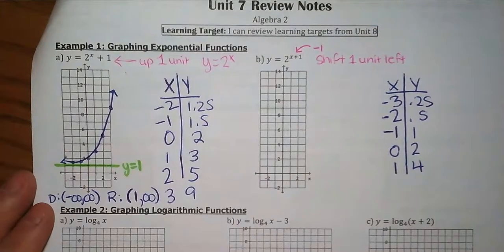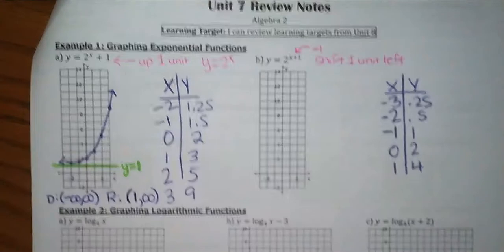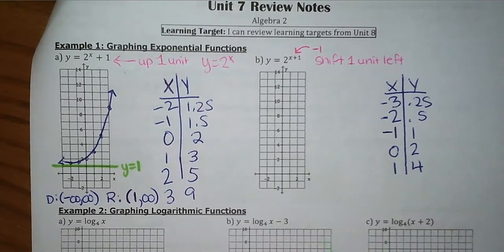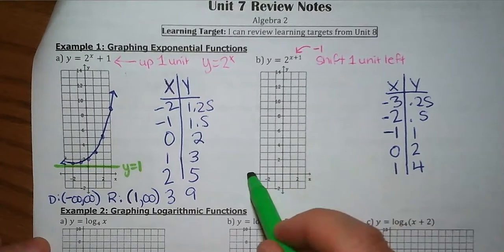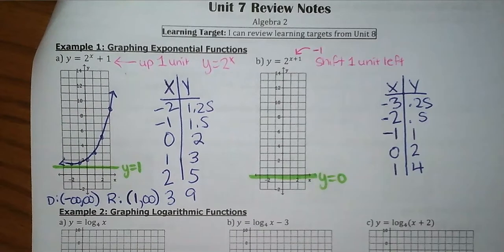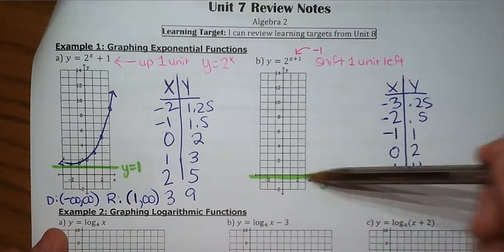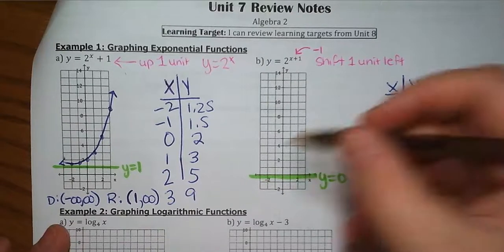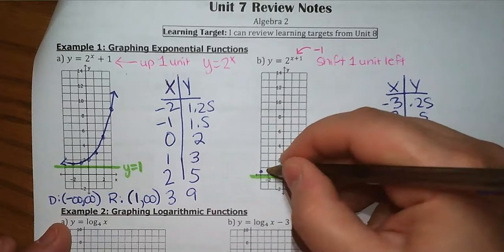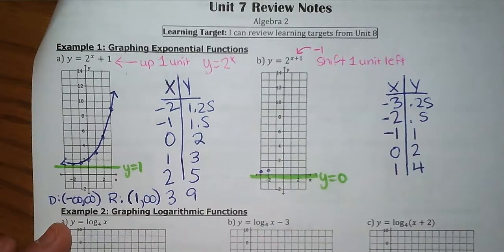Because I don't have anything added or subtracted to this, the asymptote is just going to be the x-axis, which has the equation y equals 0. That's because nothing is added or subtracted to that 2x plus 1, or 2 to the x plus 1. So when I plot these points, they're going to get really close to the x-axis, but they're never going to touch it, never going to go over it. And again, if it's not a nice number, just do your best to estimate.